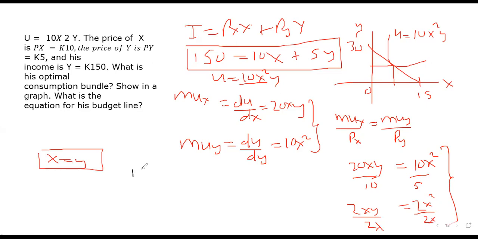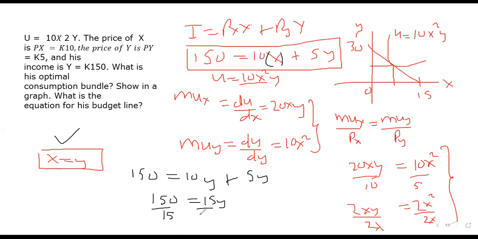We're going to have 150 is equal to 10y, since I've substituted where there's x, I put the y. And here I'll leave it as it is, 5y. So this will give us 150 is equal to 15y. So when we divide both sides by 15, we're going to get our y to be 10. So x is 10 and y is 10.